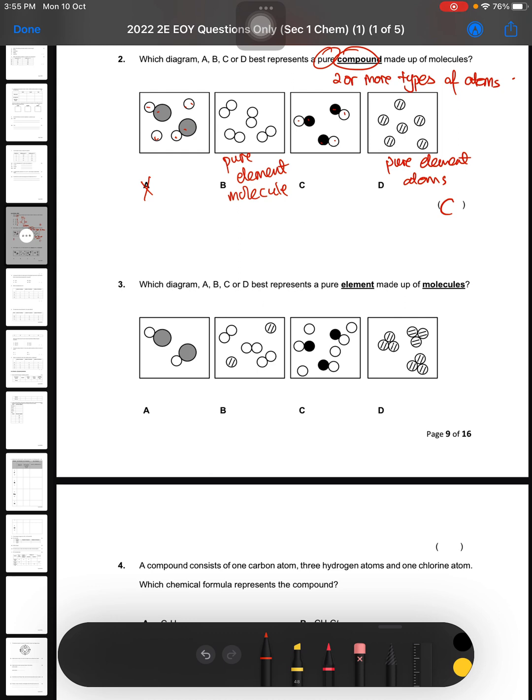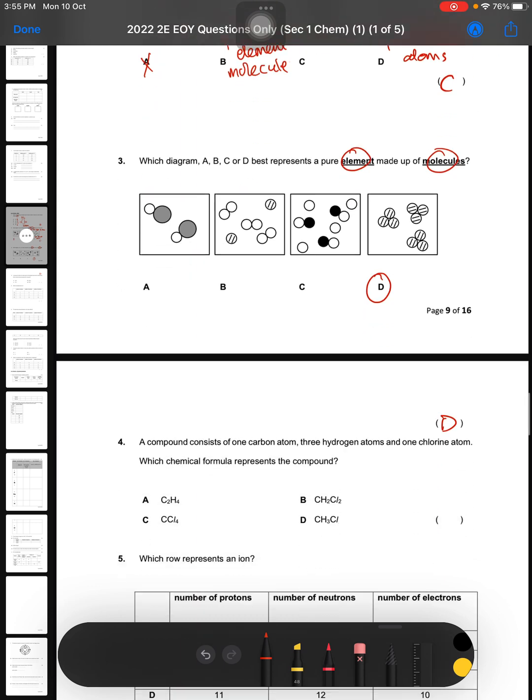Question 3, which diagram A, B, C, or D best represents a pure element made up of molecules? Pure element made up of molecules, I think we already mentioned, an element is one type of atom. A molecule has two or more atoms chemically combined together. So if you look at them, I think D is actually the best answer, or rather the only answer.